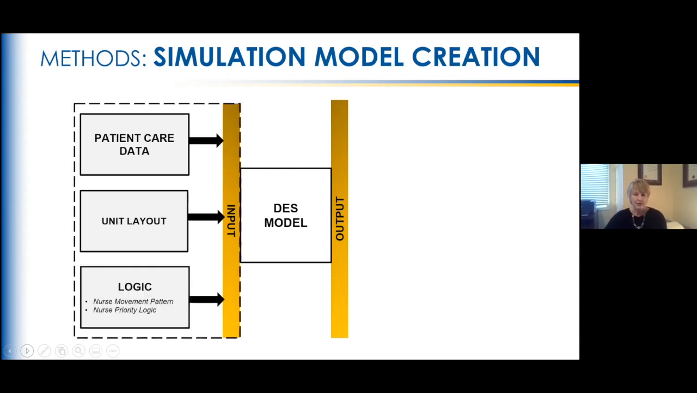And the third source of model input was logic related to nurse movement patterns and their priority logic. What this refers to is, how do nurses go about doing their day-to-day work? How do they logically plan in their mind how they're going to provide one care task versus another? And how do they set priorities for their care when they're going about providing their care?